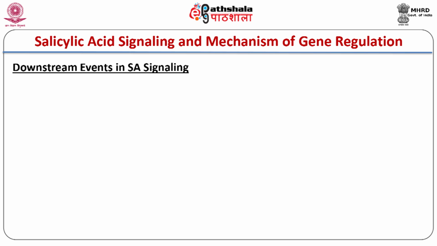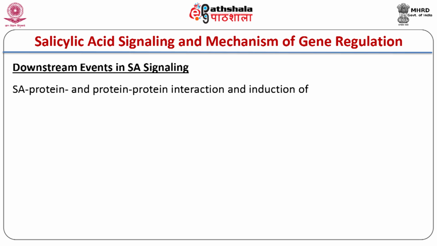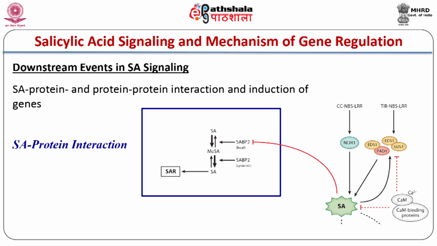Downstream SA signaling involves salicylic acid protein and protein-protein interaction and induction of genes. First, I will talk on SA protein interaction. In tobacco, 4 SA binding proteins have been identified. Among these, SA binding protein SABP2 shows the highest affinity towards SA. It was found that SABP2 is required for both local resistance and SAR.